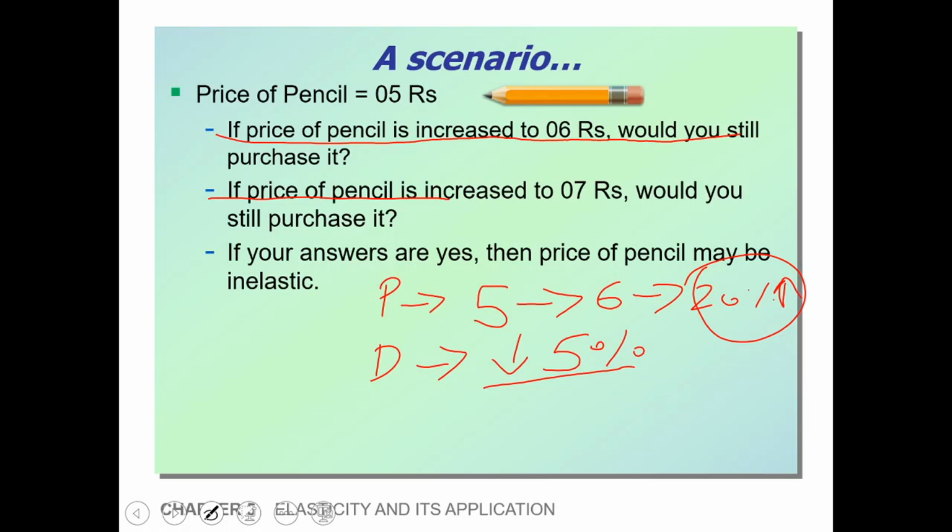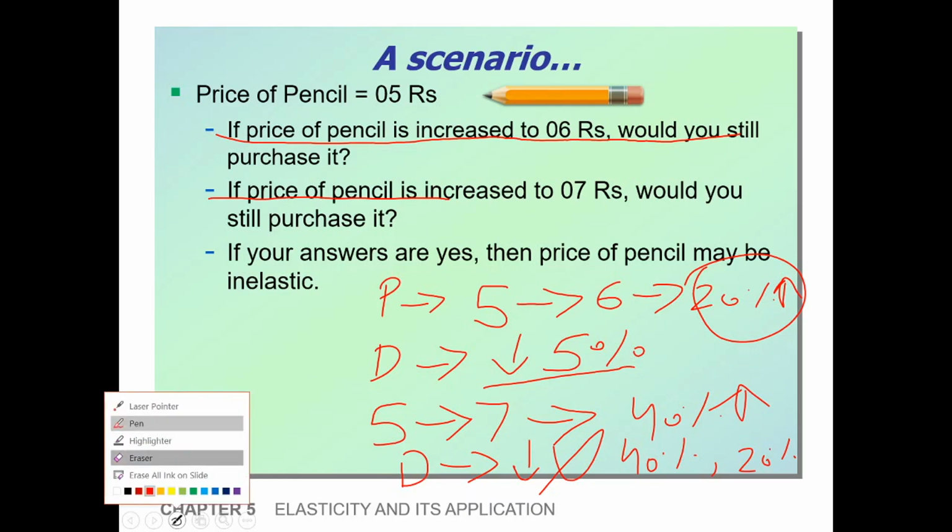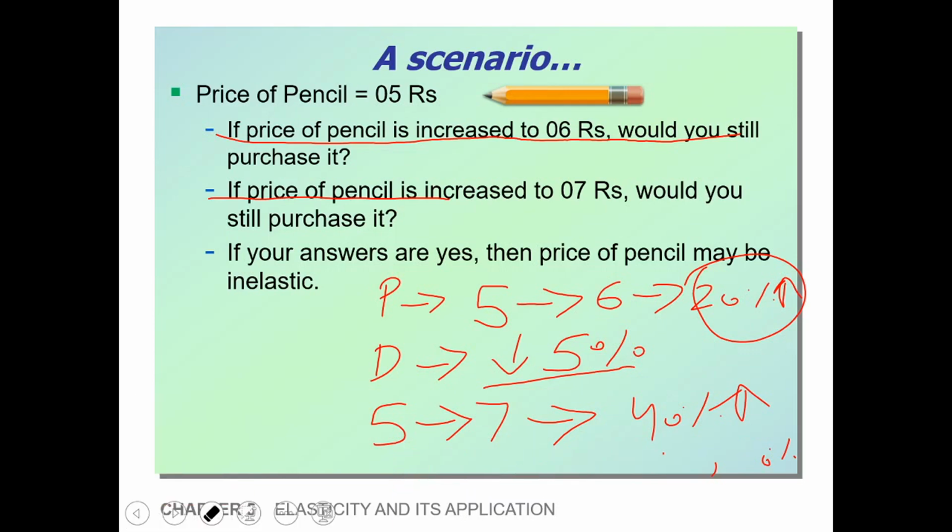But if the price is changed from 5 to 7, this is a 40% increase. The demand would still not decrease by 40%, but maybe by 20%. Still, it's inelastic. So this is the concept behind elasticities, and we will further talk about these concepts in the following slides.